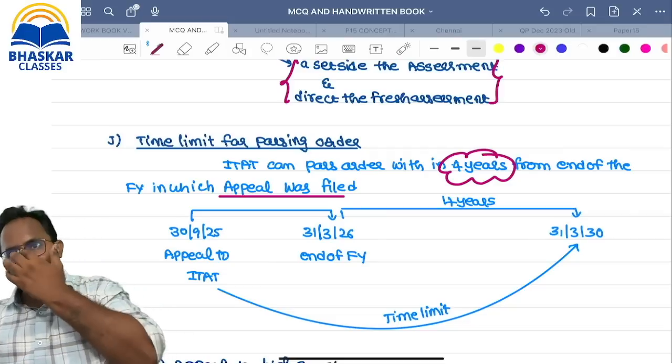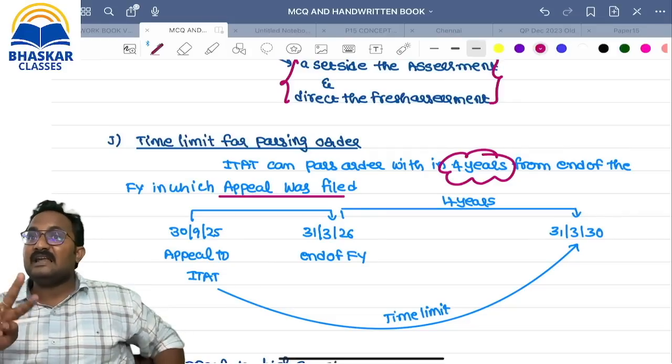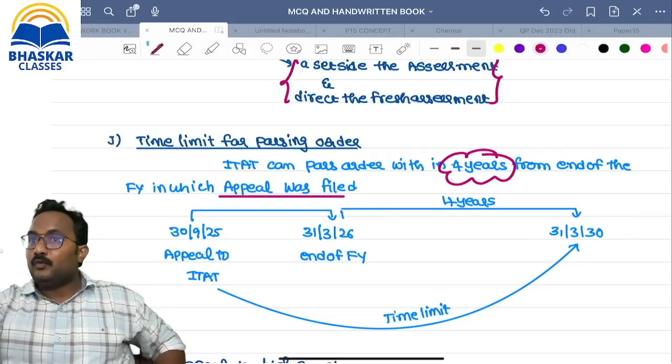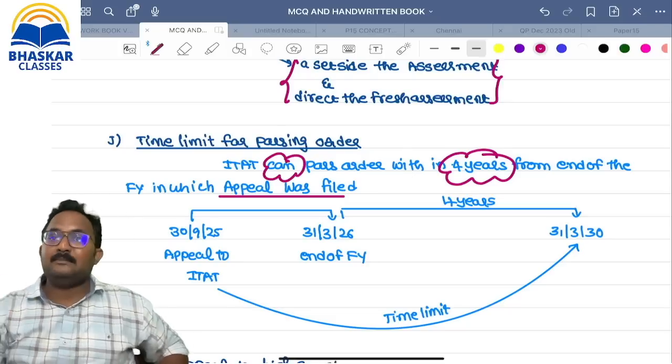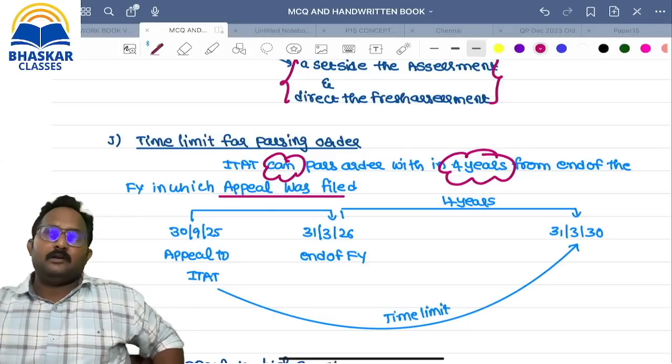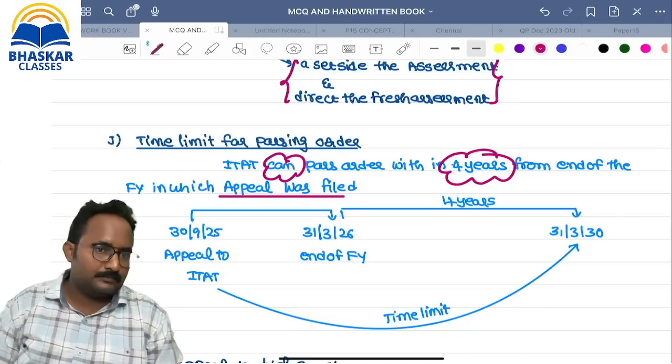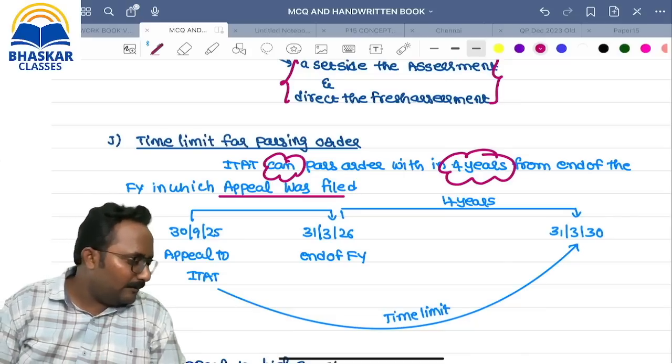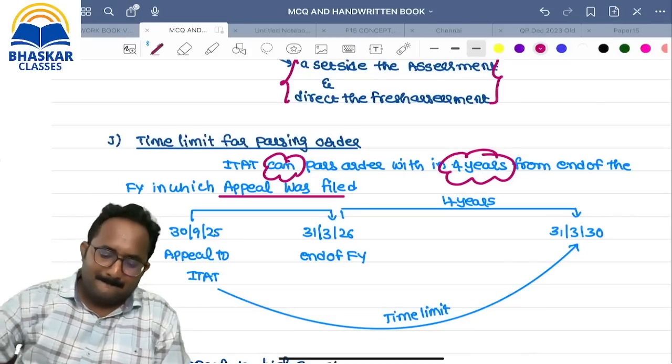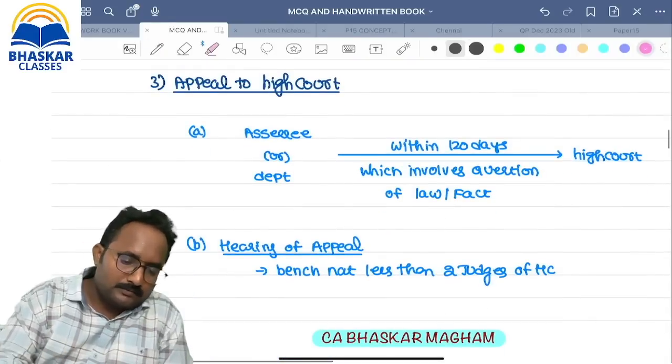Sir, many students are writing the wrong answer for this time limit. CIT, JCIT, one year. ITAT, four years. That too can pass. Can means what, ma? They have liberty. If possible, they will pass, because many applications are pending in front of that. Many applications are pending in front of that. Are you clear?